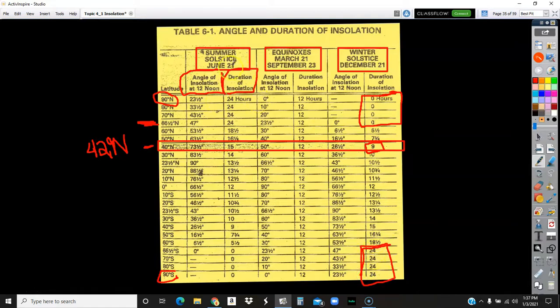When we get to summer, 6 months from now, notice they flip. Take this 0 and put it there. Take this 24 hours of duration and put it up there. Everything flip-flops. Now the South Pole will have no sun, and the North Pole will have the full sun when we get to 6 months from now. And again, everybody's getting 12 on the first day of spring.